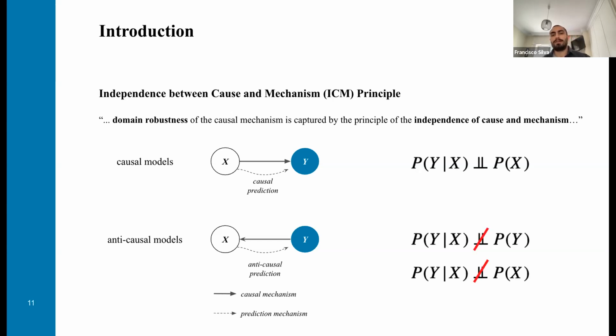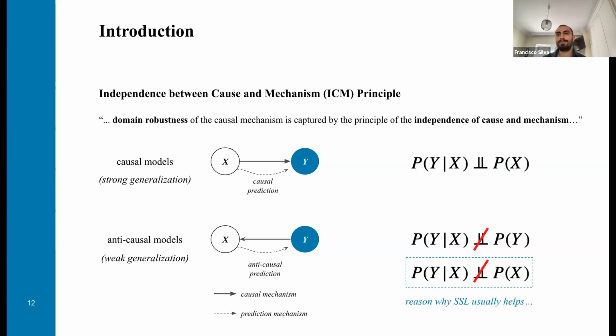In the anti-causal model, the prediction mechanism no longer matches the causal mechanism, so we can say that there are no such independencies here. The P(y given x) is not independent of the distribution of the effect, nor even the cause, and this is the reason why semi-supervised learning usually helps, mainly when we have small labeled data sets. If we give more examples of the x distribution, even if unlabeled, it actually gives more information on our prediction mechanism in the anti-causal direction, because there is no independence between the mechanisms. On the other hand, in the causal scenario, given this independence, more x variables will only tell us more about x itself, not about anything else. So semi-supervised learning is not expected to improve our prediction ability in causal tasks.